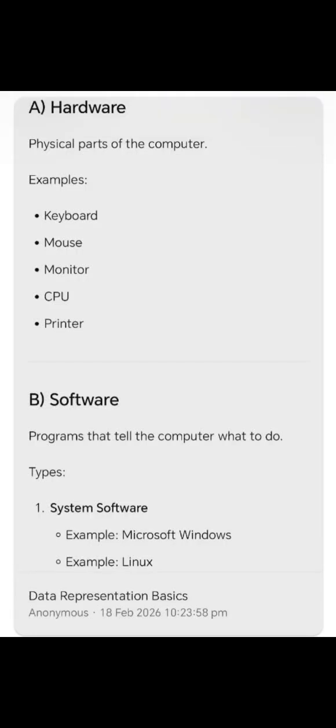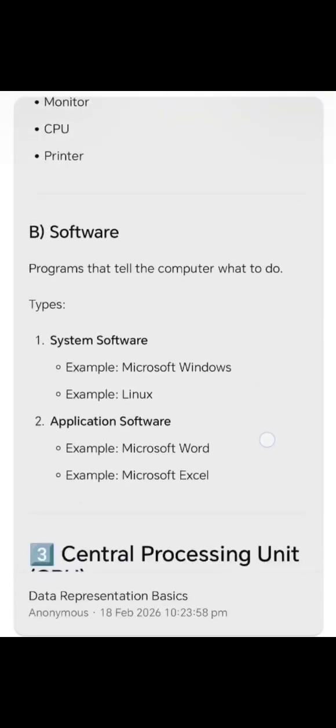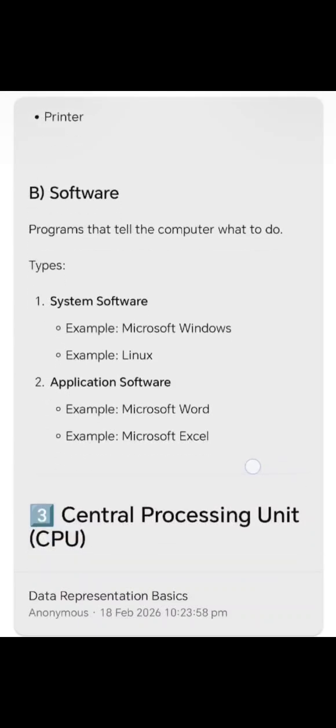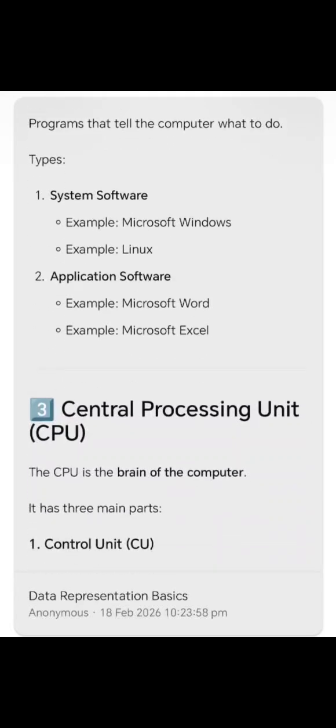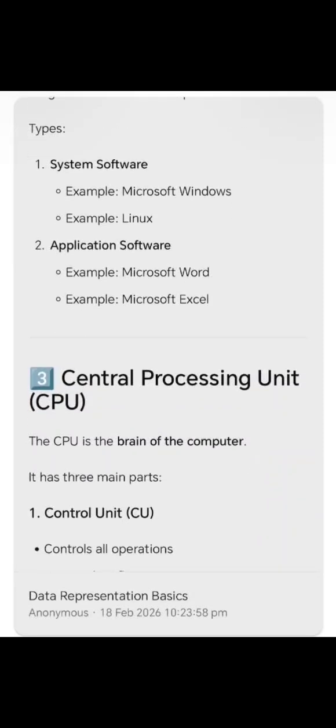And another one is software. So what is software? Software is a program. It gives instructions to the computer on what it should do. It consists of two types of software: one is system software, another one is application software. For system software, for example, I can say Microsoft Windows and Linux. These are the operating systems. That is called system software.